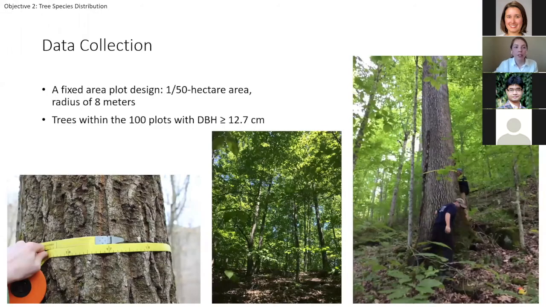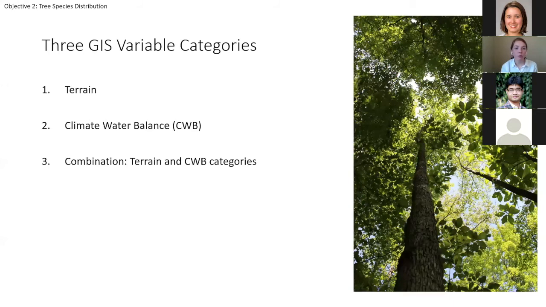So for the data collection, we had a fixed area plot design that was 1/50th hectare, which is about a radius of 8 meters. And so we were measuring trees within those 100 plots that had a diameter at breast height of greater than or equal to 12.7 centimeters, which is about 5 inches. So as we had before, we have 3 GIS variable categories. The first is terrain, the second is climate water balance, and the third is the combination of all variables in the previous 2.